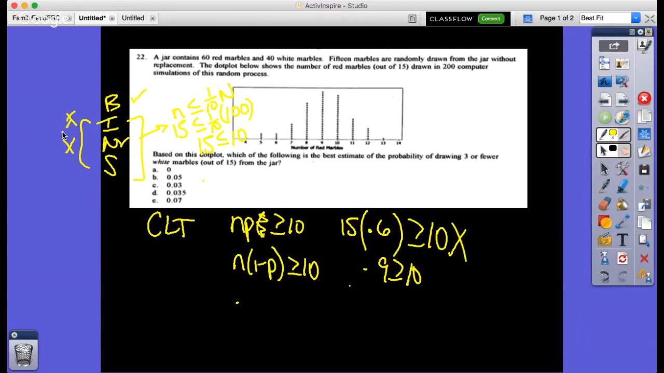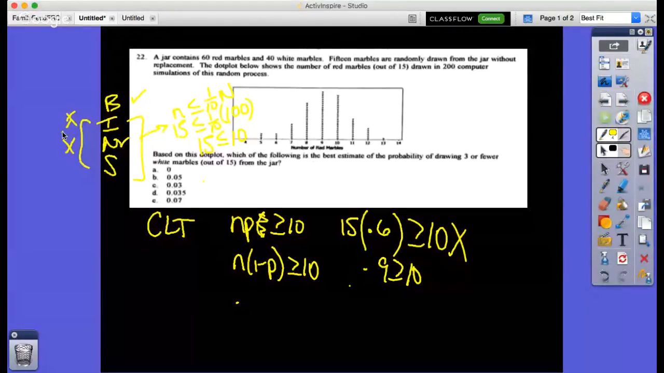By the way, I have not done this problem before, so I'm going along with you right now. Count all dots in 12 and 13 and divide that by 200. Based on the dot plot, can we see on the dot plot there's none 3 or less? Can we just say 0? We're looking at it, based on this dot plot.